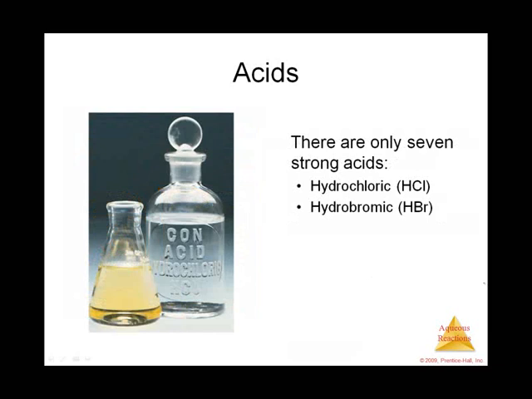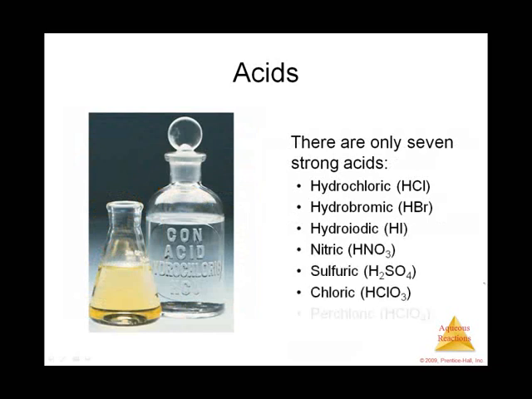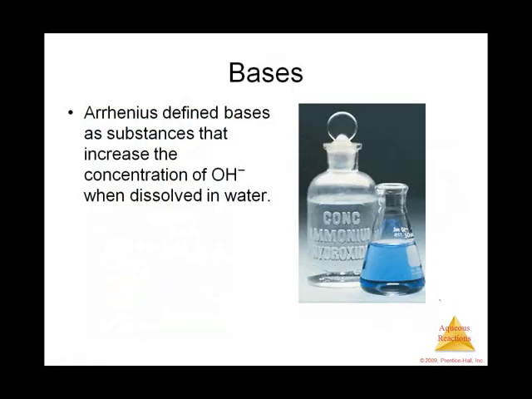There are only 7 strong acids. There are lots and lots and lots of acids, but only 7 of them are strong. So it's those that are made from those 3 same halogens we've seen before, and those that we tend to use in the lab: nitric, sulfuric, and then remember chloric and perchloric. Okay, you got to remember those.